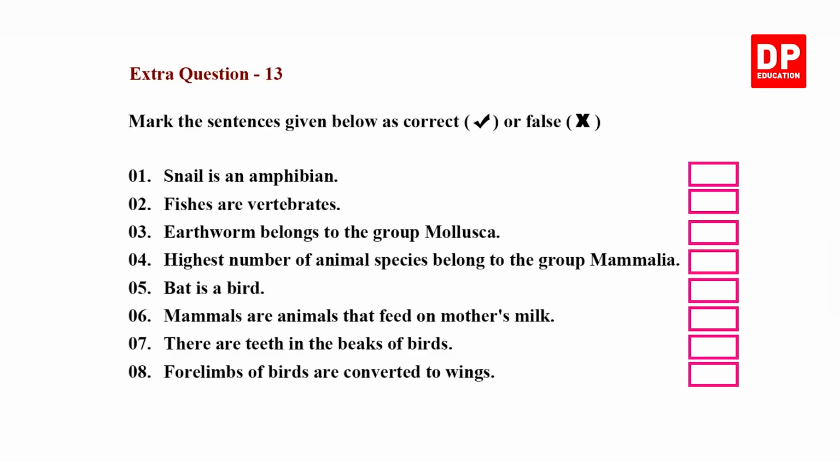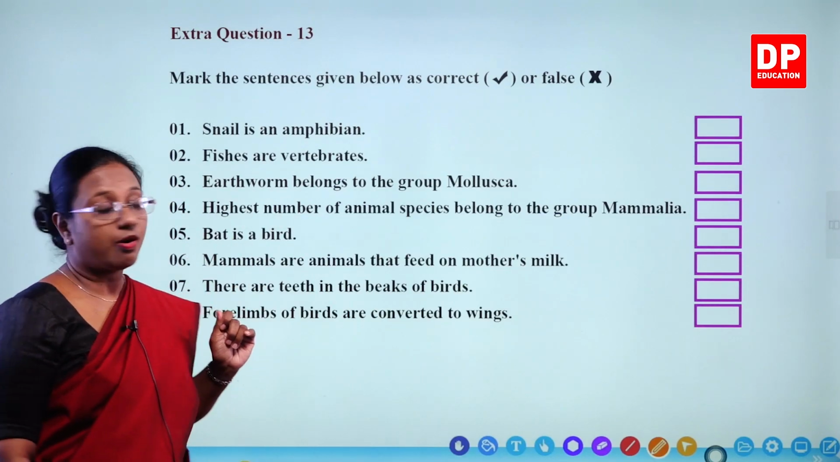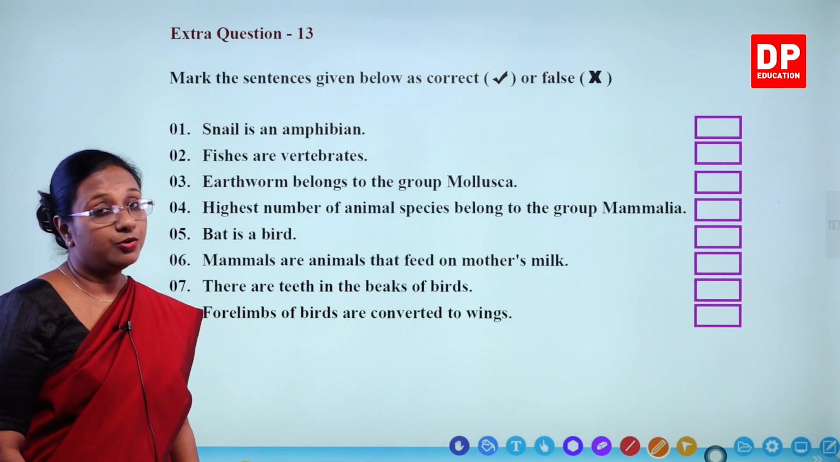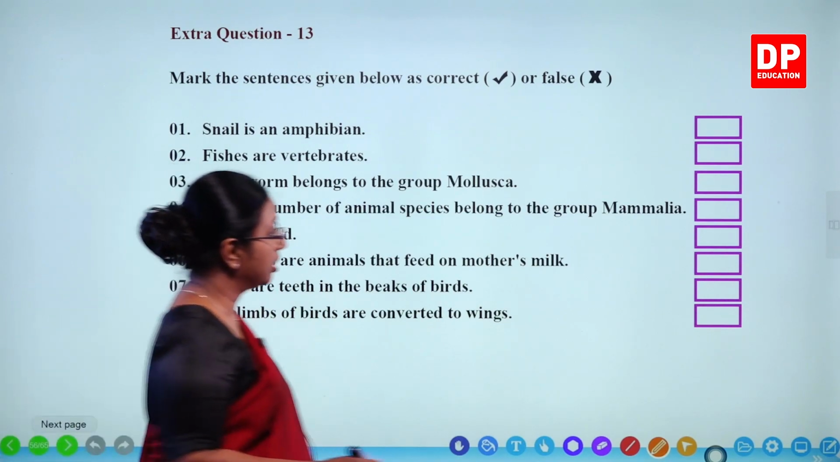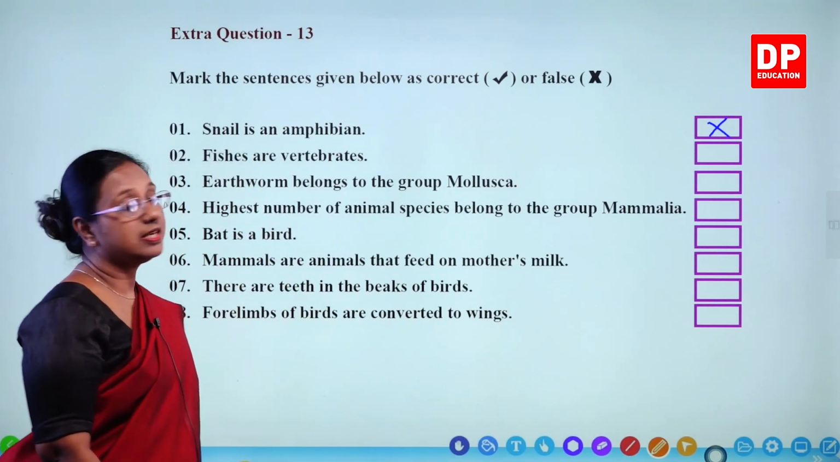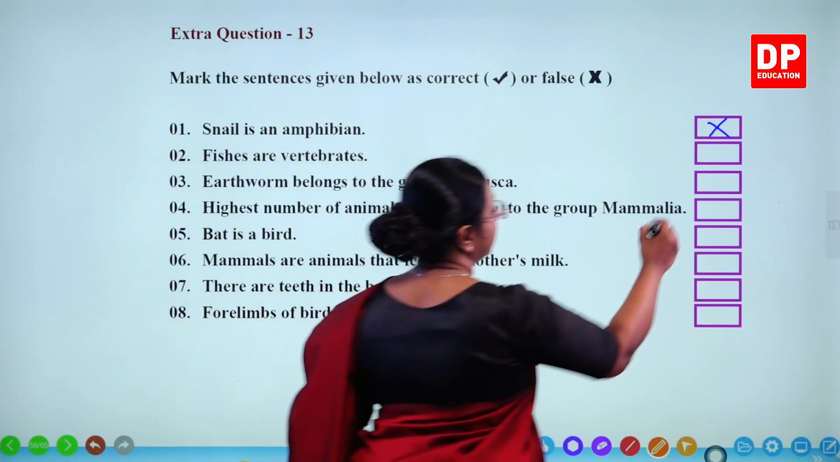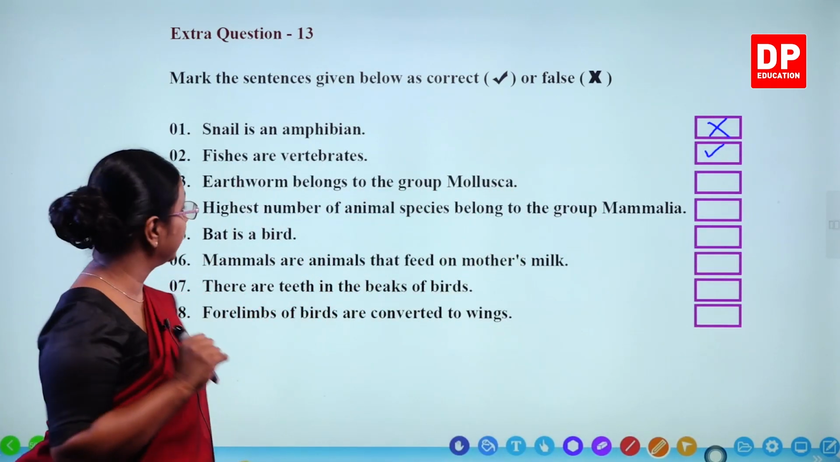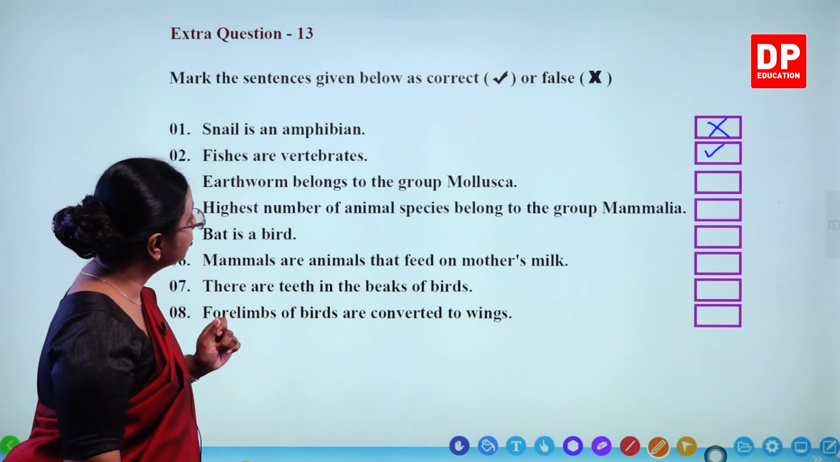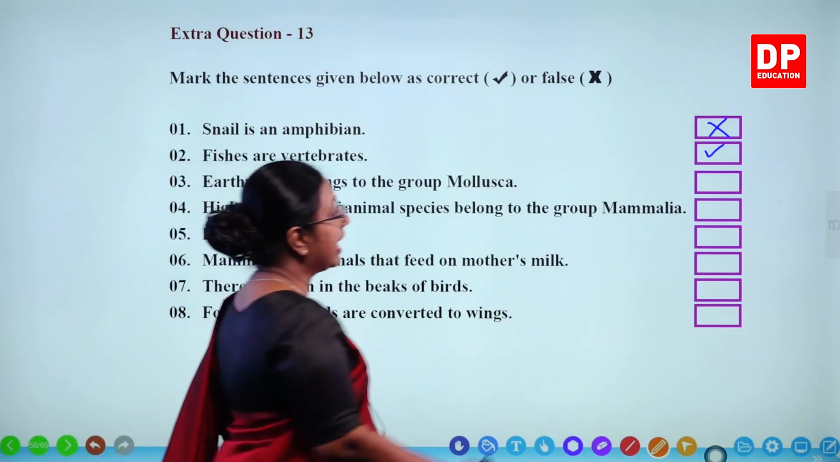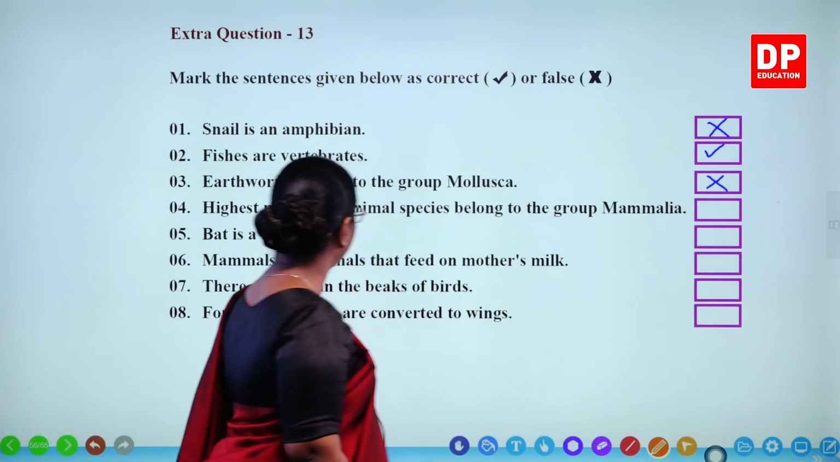Then the next one, extra question 30. Mark the sentences given below as correct or false. So you have to put right or wrong there. Snail is an amphibian. Is that correct? No. Why? Snail is a mollusk. So this is wrong. Then fishes are vertebrates. That is of course correct. Fishes are vertebrates. That is the first group that we discuss under vertebrates. Earthworm belongs to the group Mollusca. What is the group of earthworm? It is Annelida. So that is also wrong.